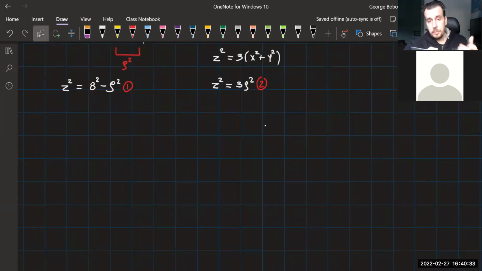Now, if you can see here again, they both talk about z squared. I want to find the intersection. I really do. I wish to do exactly that. So obviously here I just set them equal. Okay. I try to find those intersection points.